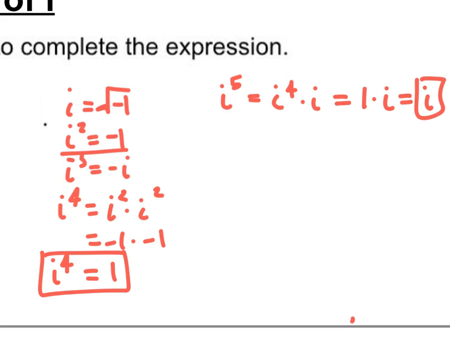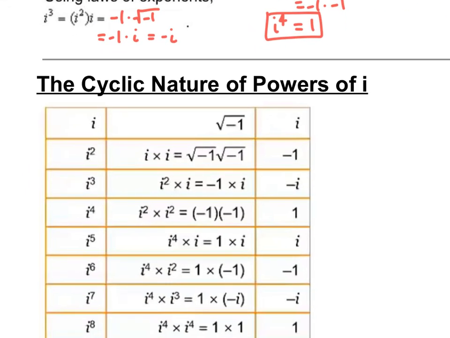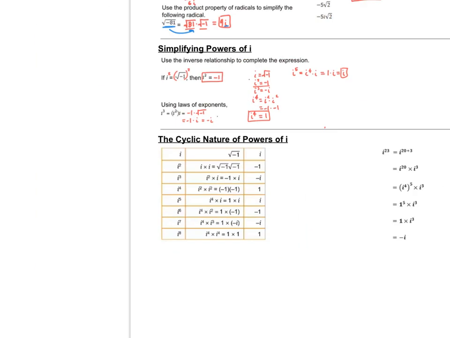And the process repeats itself, and that's what's happening down here. You've got all these different values for i squared, i cubed, and so on, all the way down to i to the eighth. i is just i, i squared is -1, i cubed is -i, and then i to the fourth is 1. Then these numbers start to repeat. i to the fifth is equal to i, which is what I just showed you, i to the sixth is equal to -1, i to the seventh is equal to -i, and i to the eighth is equal to 1. So a lot of these numbers have a cyclic nature, meaning that they just repeat themselves.